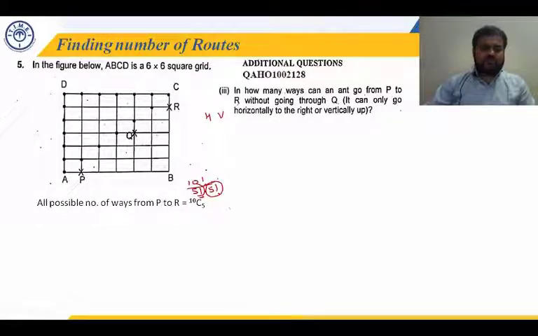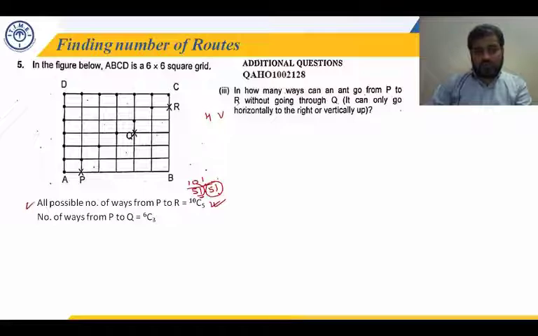So as we have seen in the previous example, you can also use the formula for combination. This is basically 10C5. This gives you all possible routes from P to R. What is the number of ways from P to Q?